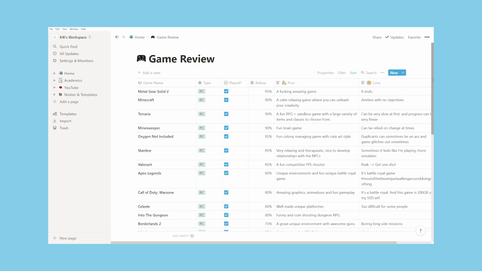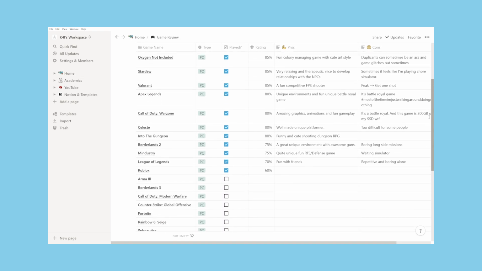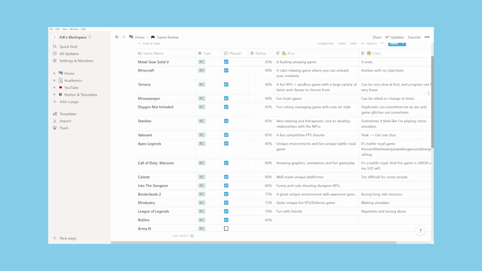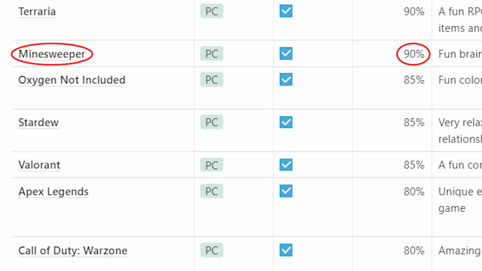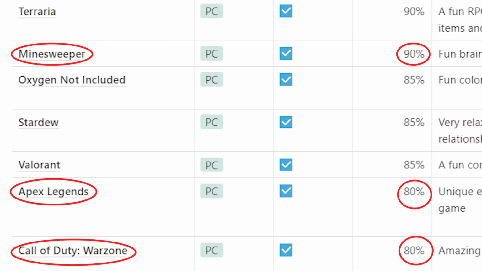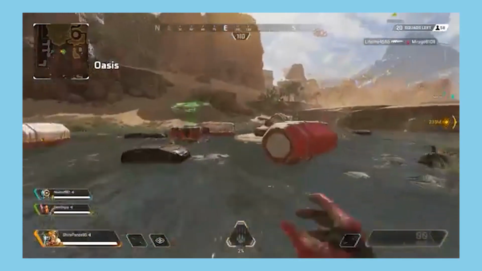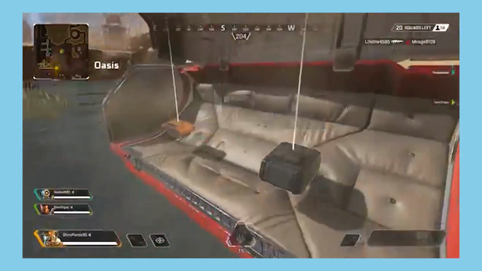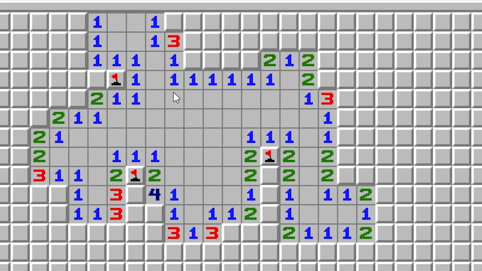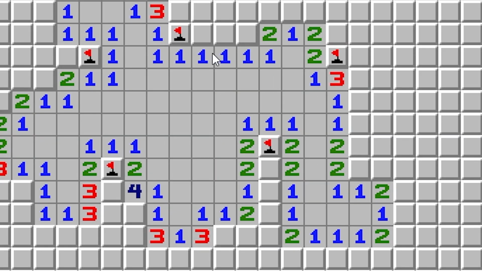The game review page is mainly for tracking the games I played as well as ranking and reviewing them. And yes, I did rate Minesweeper higher than Warzone or Apex. And come on, you're practically running around for 10 minutes doing nothing in Battle Royale games. I mean, look at Minesweeper. The tension, the action. Like, look at this gameplay.